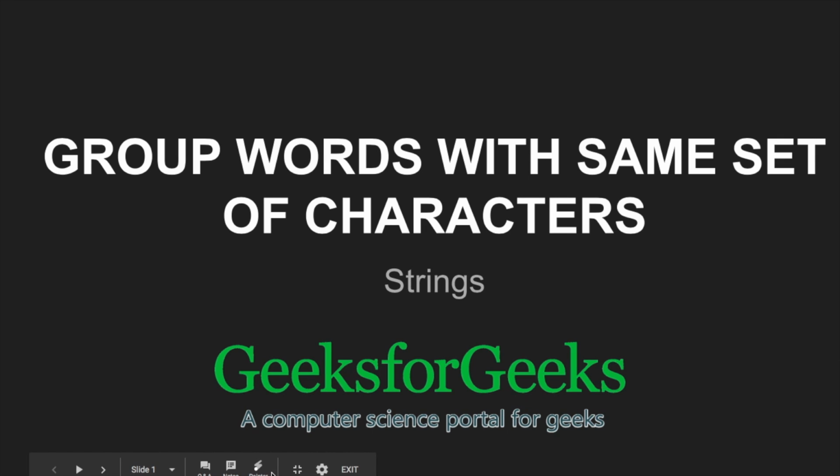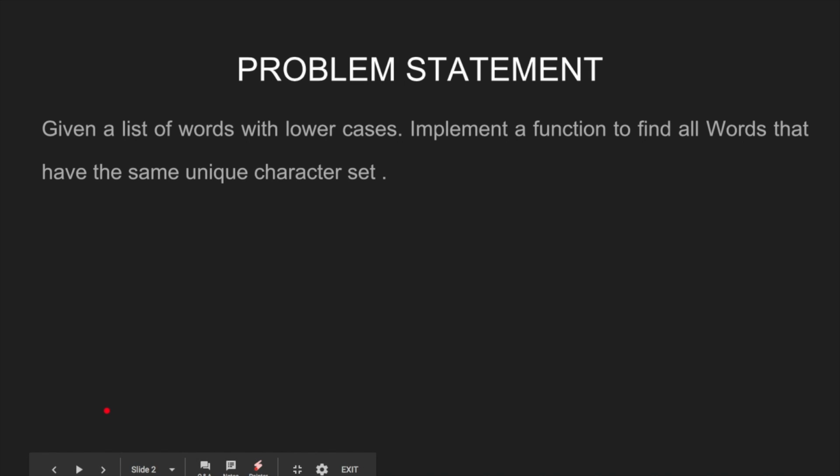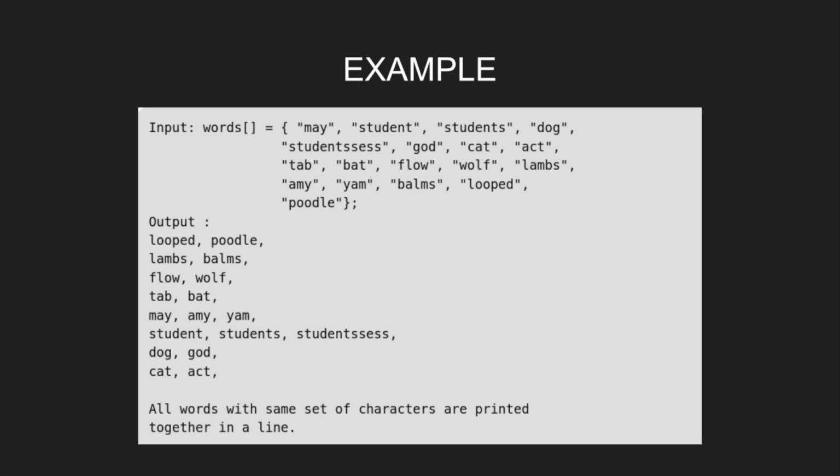This is a video tutorial on how to group words with the same set of characters. Given a list of words with lowercase letters, implement a function to find all words that have the same unique character set. For example, for this given set of words, this will be the output. All words with the same set of characters are printed together in a line.